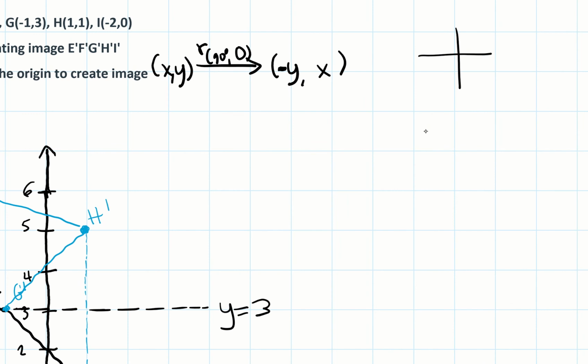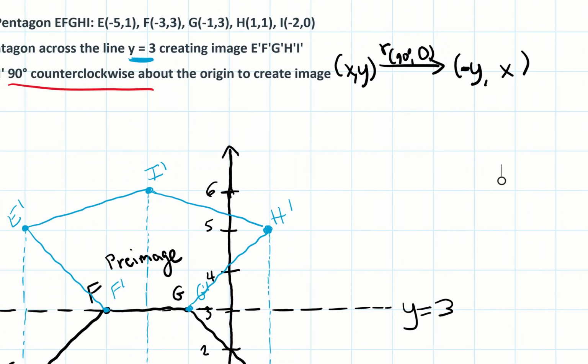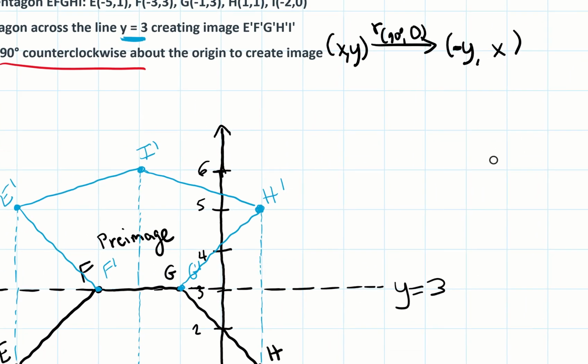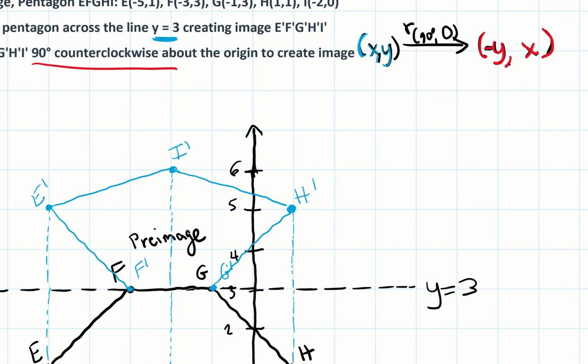Okay, so if you imagine it, if you have this point right here, it'll rotate like this, and that would be an example of something that is rotated 90 degrees counterclockwise. So that's the rule that we're going to use for each of these points. We're going to take the blue point (x, y) and transform it to the red point (negative y, x).